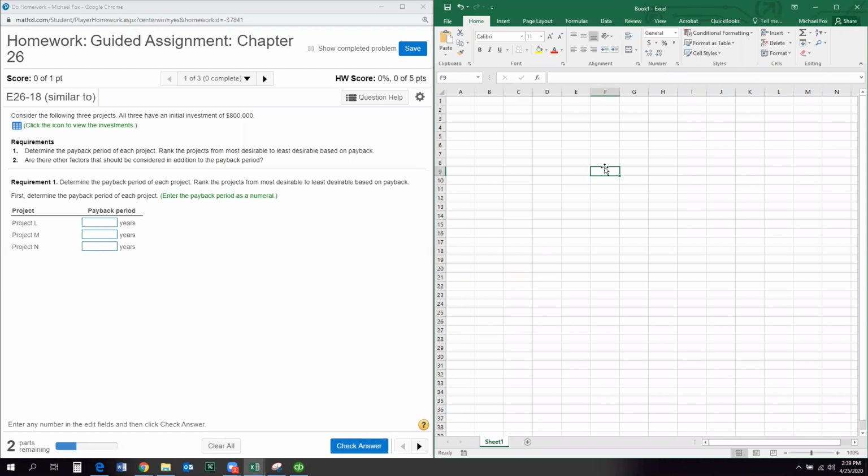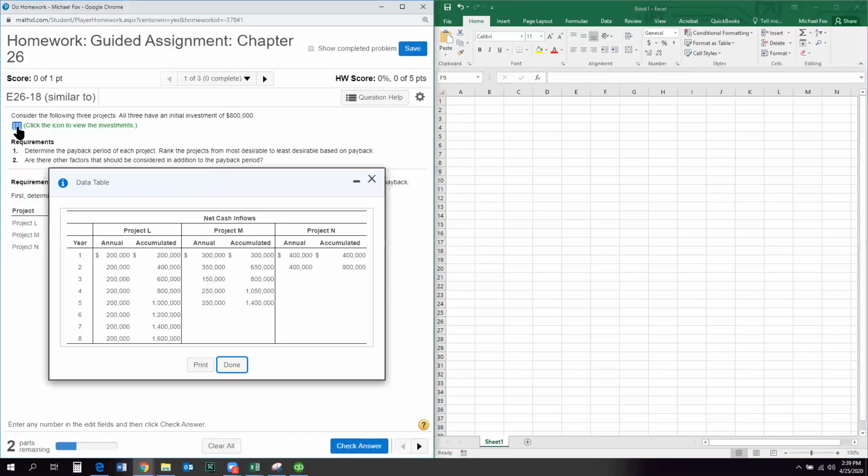The first one is: consider the following three projects. They have an initial investment of $800,000. Determine the payback period of each project and rank the projects from most desirable to least desirable, and then what other factors should we consider? So the first thing we have to do is figure out the payback.